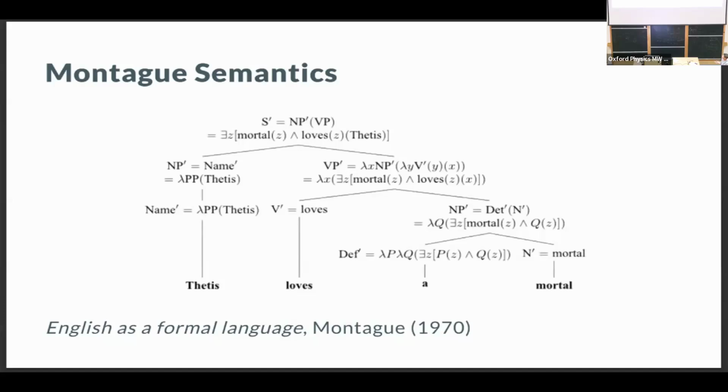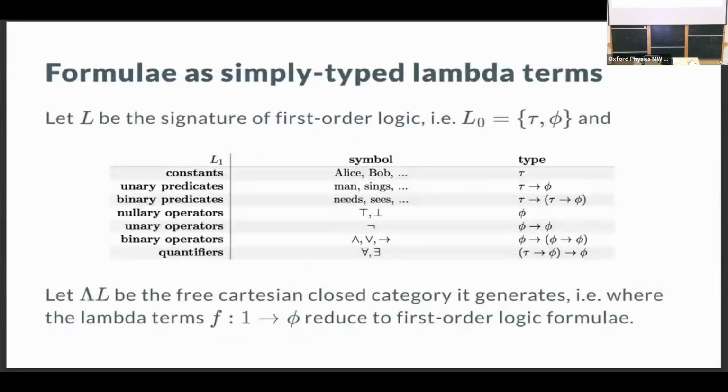And so, yeah, this idea of English as a formal language, of semantics of natural language as a homomorphism from syntax to logic via the lambda calculus. So how do we formalize this in terms of categories? Well, we want a free Cartesian closed category where now the primitives are going to be operations of our logic. So we've got some constant symbols, some unary predicates, binary predicates, some nullary operators true and false, and a unary operator for not, some binary combinators for and, or.